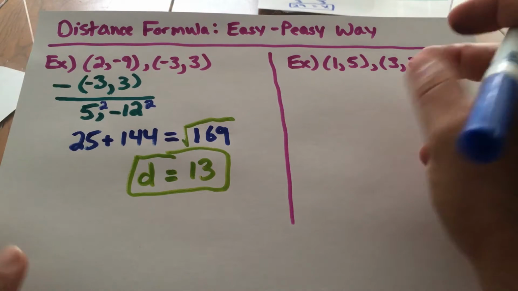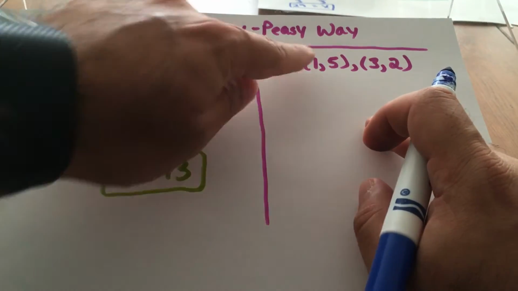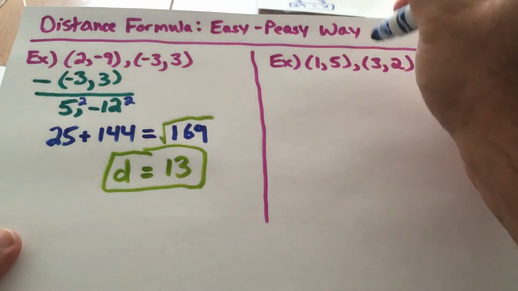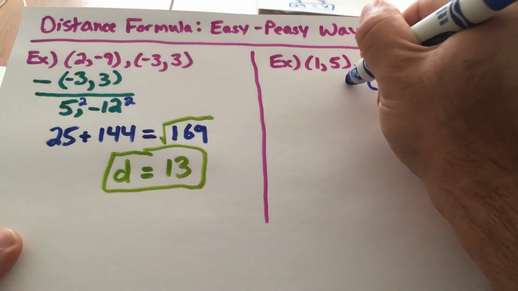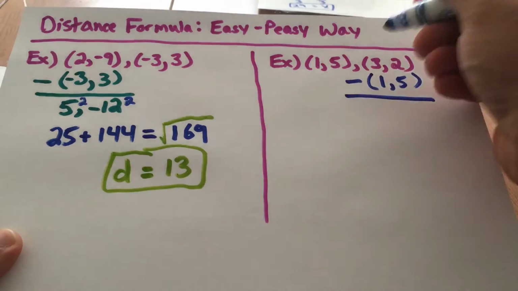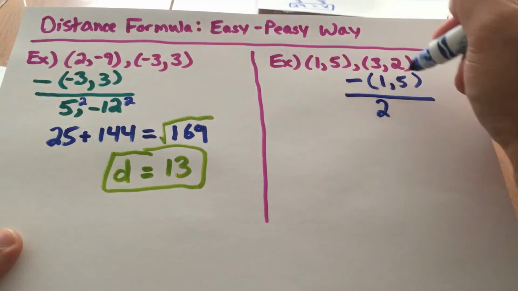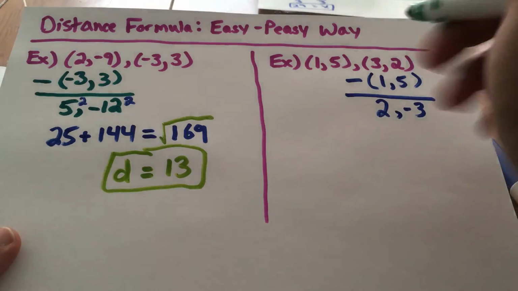All right, so I'm back. In this example, notice over here, I slid this one under here. I'll show you that it works just the same if you slide the left one under the right one. So I'll put the 1, 5 underneath here. And remember, we're going to subtract them. So 3 minus 1 is 2. 2 minus 5 is -3. Next step, square both of them.